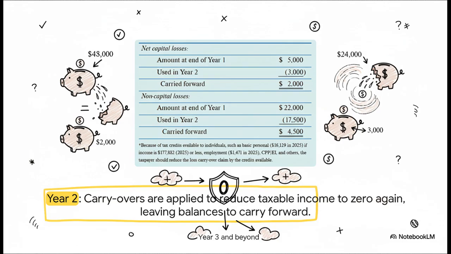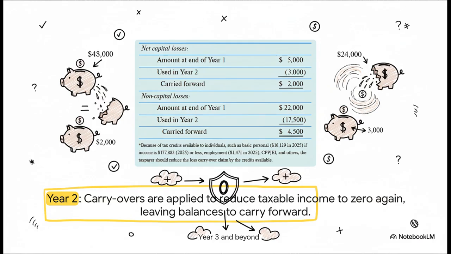Now we move to year 2. Things are looking better. Our taxpayer has $20,500 in net income. Let's look at the components. First, the capital side. $4,000 in gains and $1,000 in losses for a net capital gain of $3,000. Perfect. We can use $3,000 from our net capital loss pool we carried over to wipe that out completely. So, our $5,000 net capital loss balance is now down to $2,000.